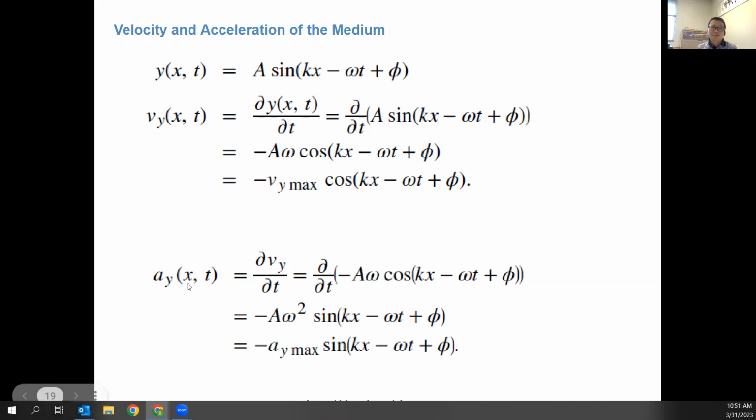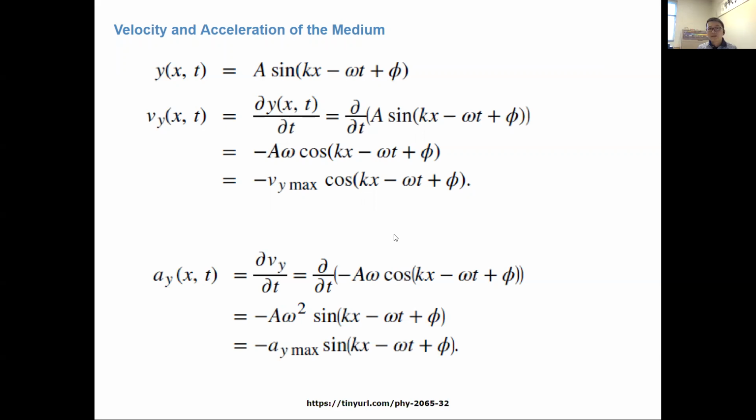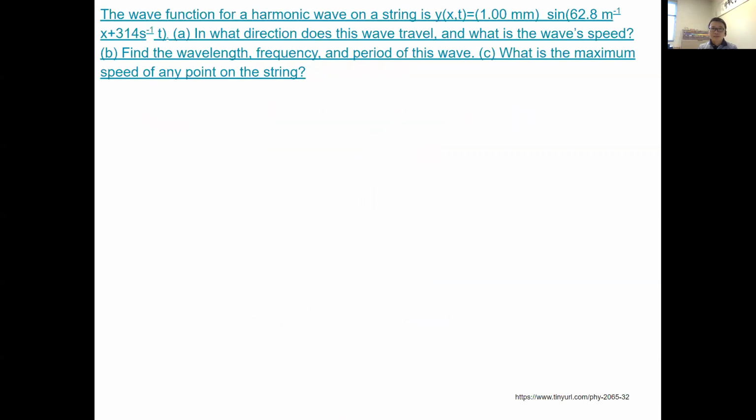Acceleration can be calculated by taking the partial derivative of the velocity over t. Doing the derivative one more time, we get minus A omega squared sine of the function. So A omega squared is the maximum acceleration, y max. Once you have your wave function, velocity and acceleration can also be calculated.